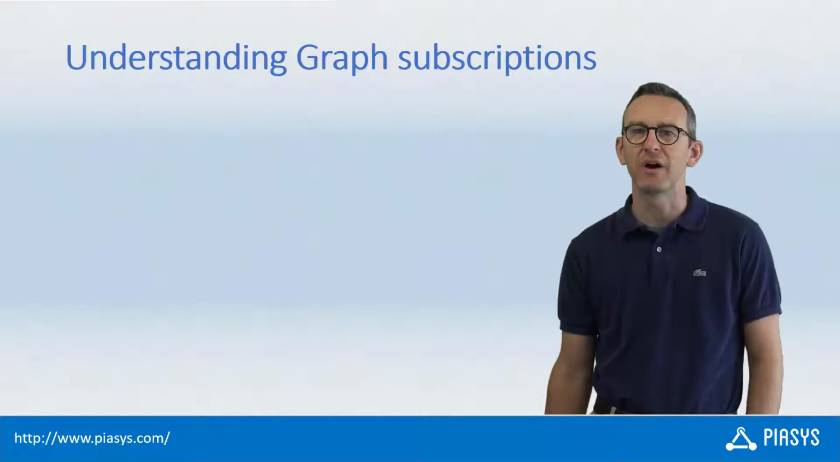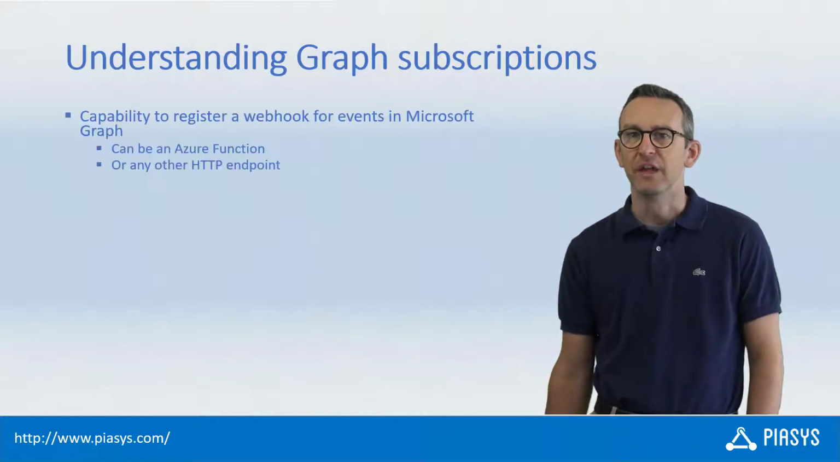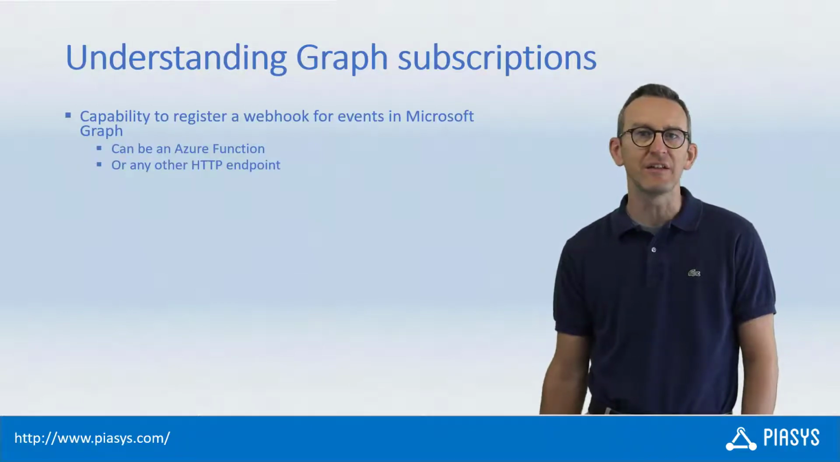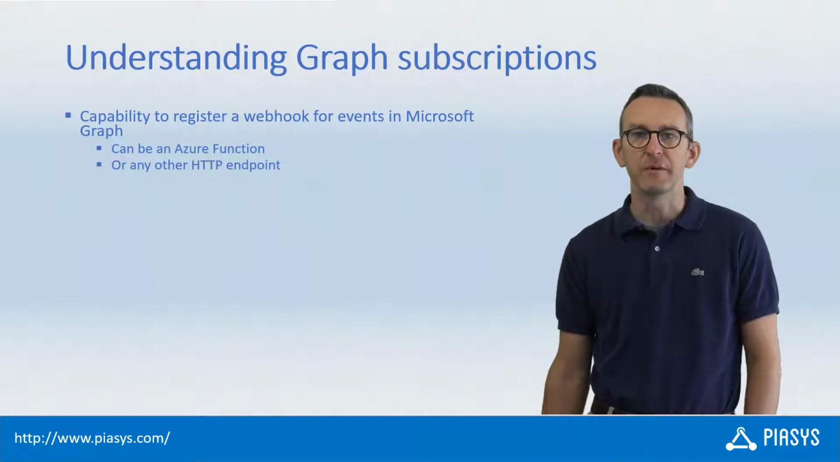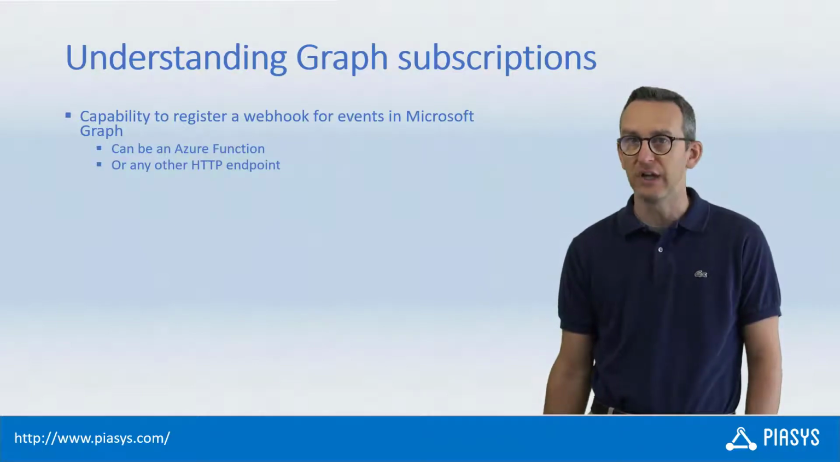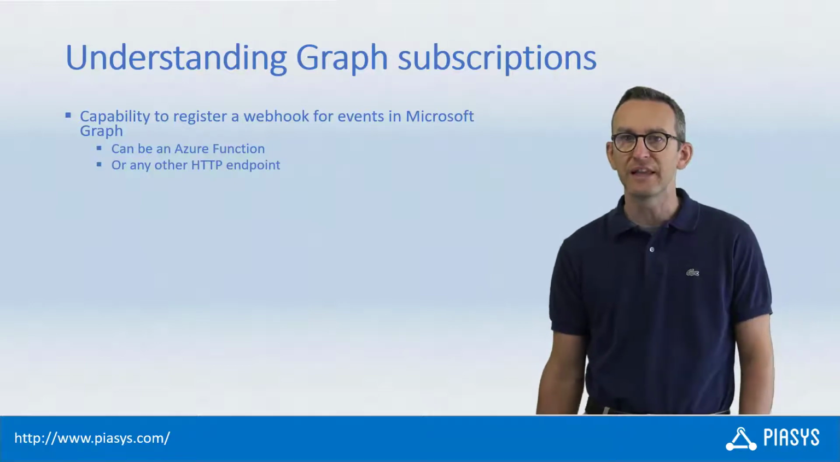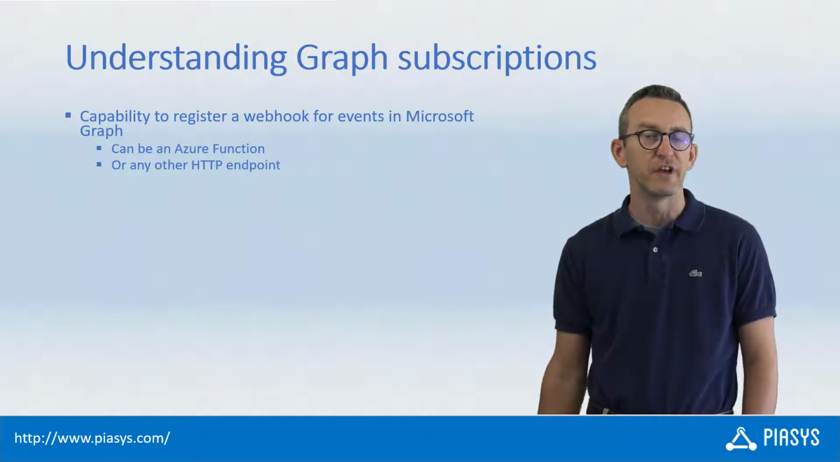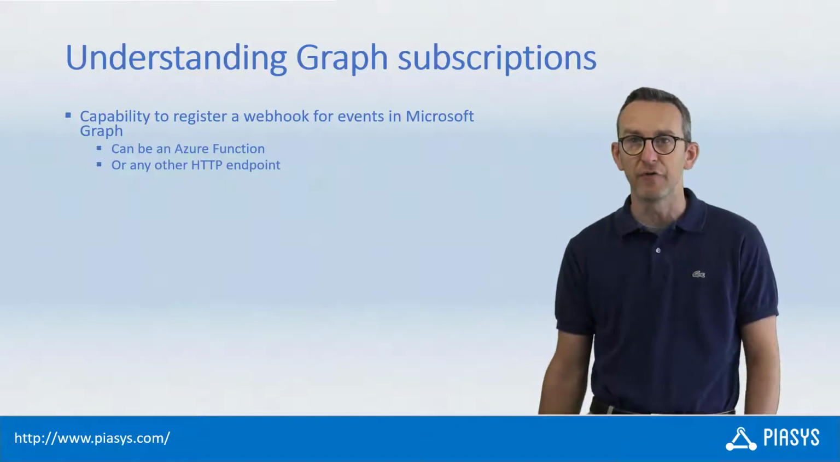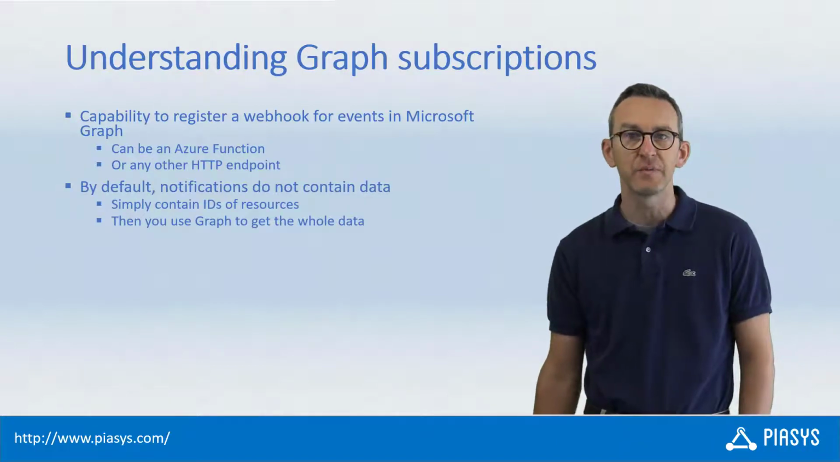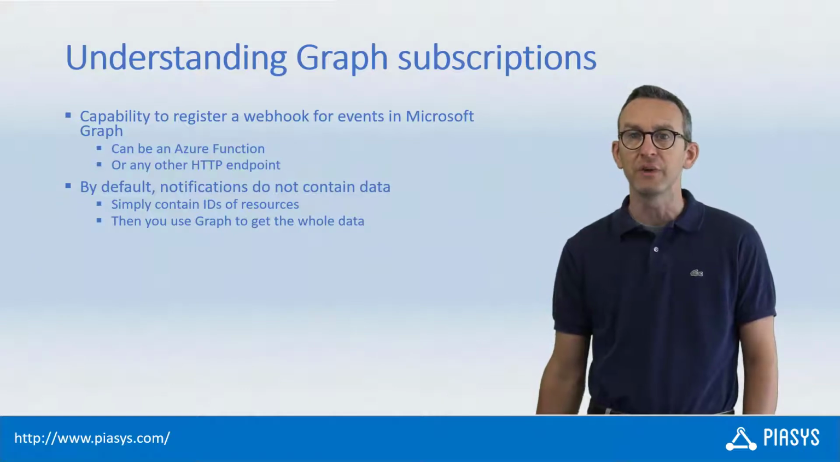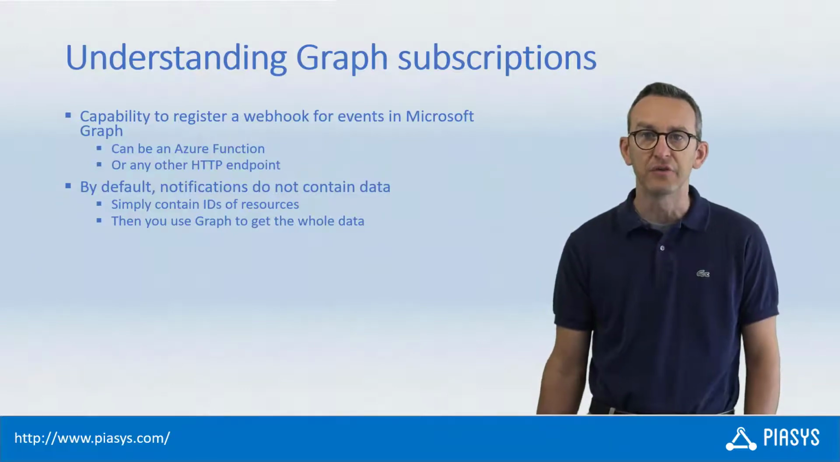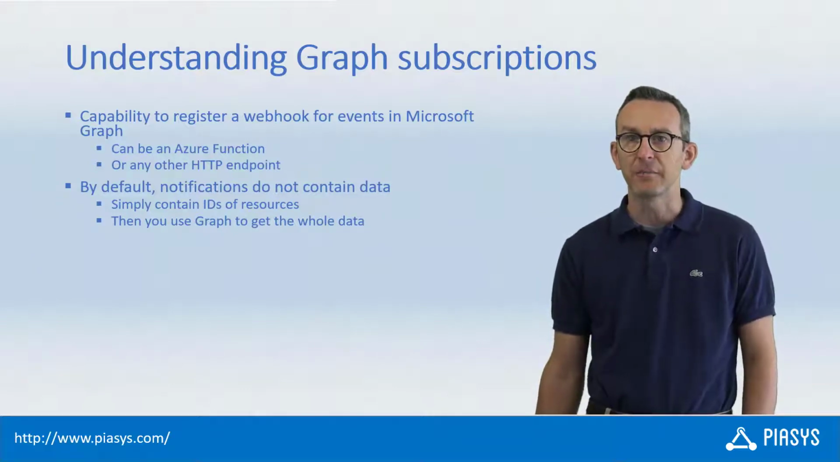Today we're going to talk about Microsoft Graph subscriptions. Through a subscription, you can easily register a webhook, which can be, for example, an Azure function or any other HTTP endpoint of your choice, which will get a notification whenever something interesting happens about a resource managed through the Microsoft Graph. By default, a subscription will not provide you any information other than the ID of the resource which has been impacted by the action or by the event.